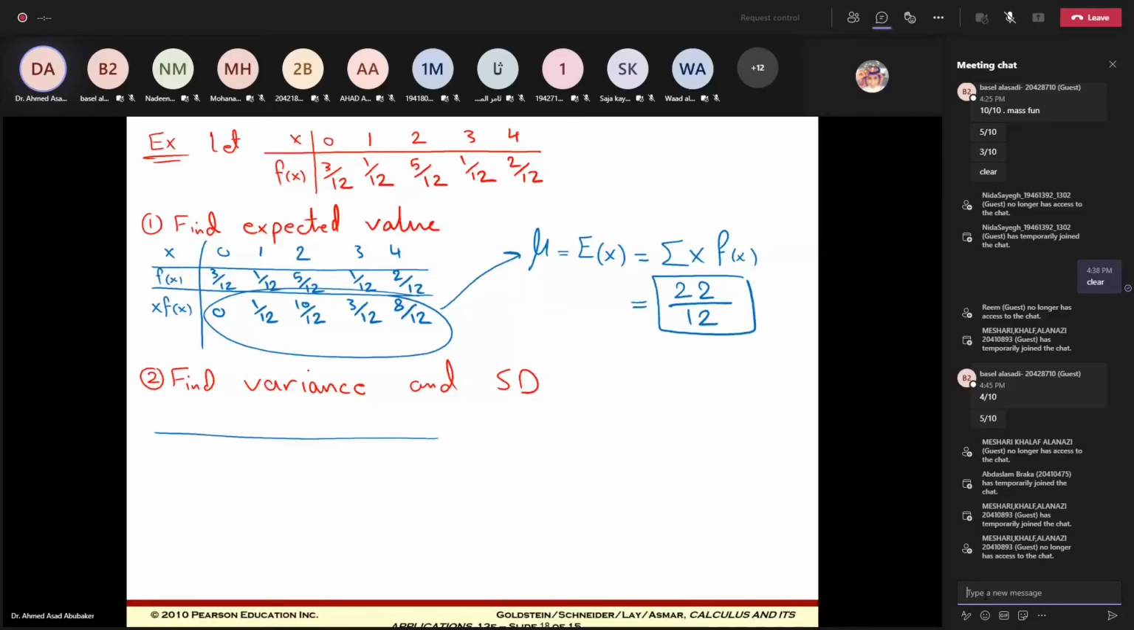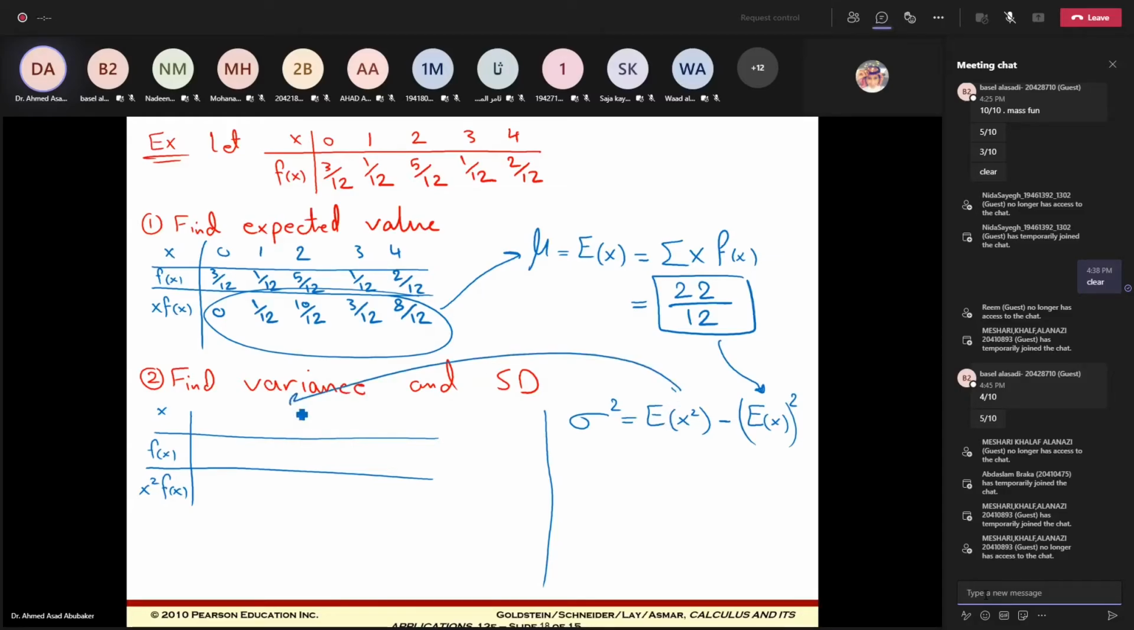To find the variance, firstly we need to find E(X square), so multiply x square with f of x, because the variance equals E(X square) minus E(X) all square. The E(X) is from the previous exercise: 22 over 12, all square. But to find E(X square), we use this table.